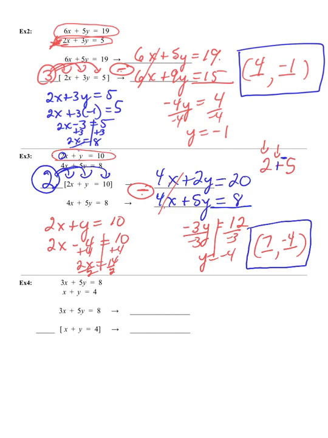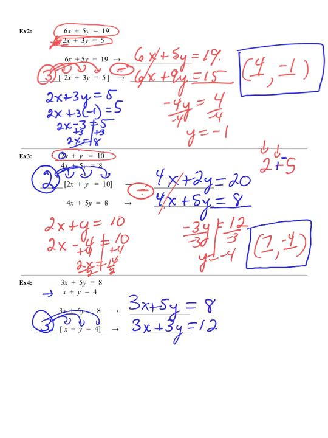Moving along. Example number 4. Okay, we can see that if I multiplied the second by 3, could wipe out the x's. I'm going to make an equivalent equation. 3 times 1x is 3x. 3 times 1y is 3y. And 3 times 4 is 12. We have 3x plus 5y equals 8.